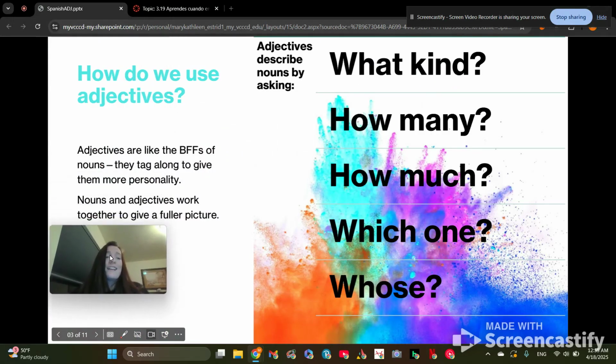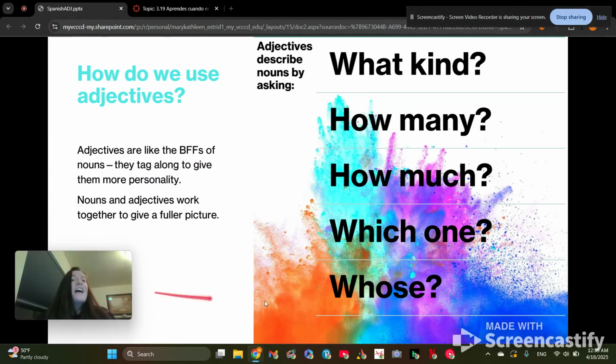So how do we use adjectives? Adjectives are like the BFFs of nouns. They tag along to give them more personality. Nouns and adjectives work together to give a fuller picture by asking what kind, how many, how much, which one, and whose.